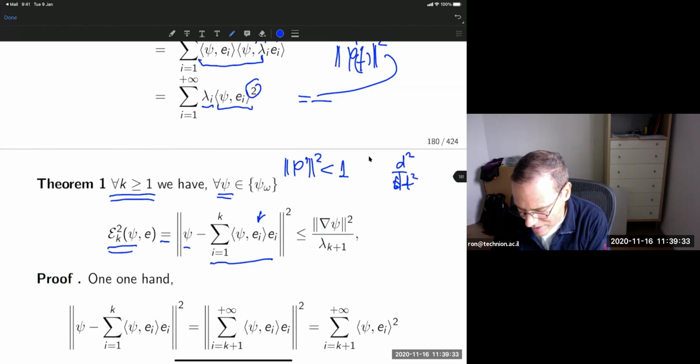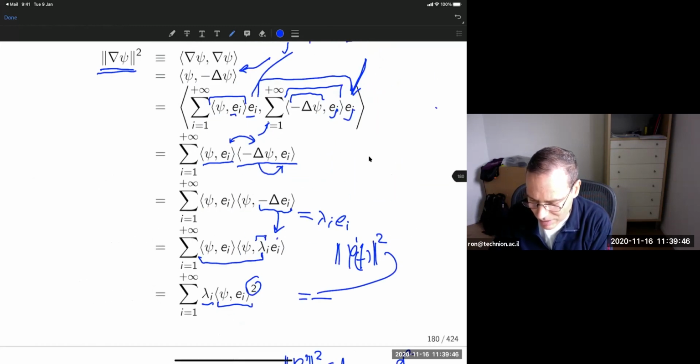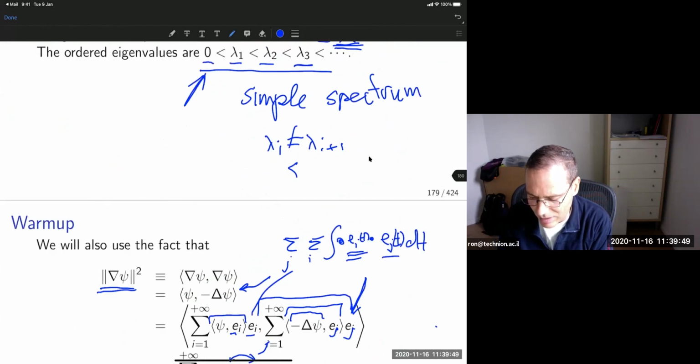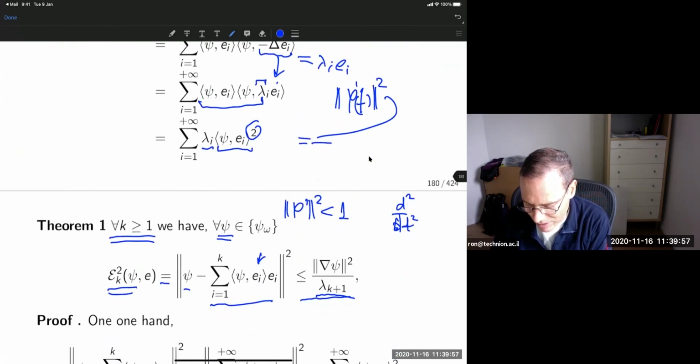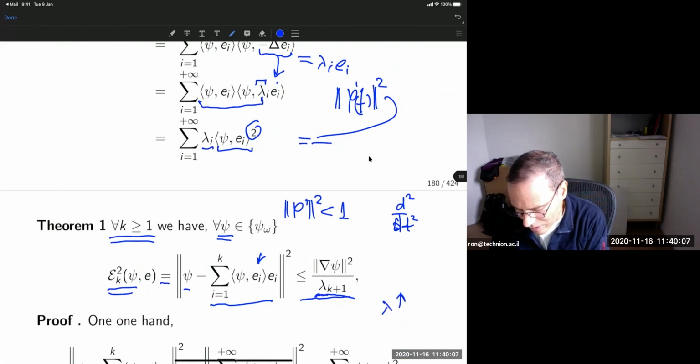Okay, the error is smaller than the norm of the gradient of psi squared divided by lambda k plus one. This is why we ordered the lambdas in ascending order, so each lambda should be larger than the previous one. And this is why the more k's we add, the smaller the error would be: when lambda goes up, the error decreases because lambda is in the denominator.